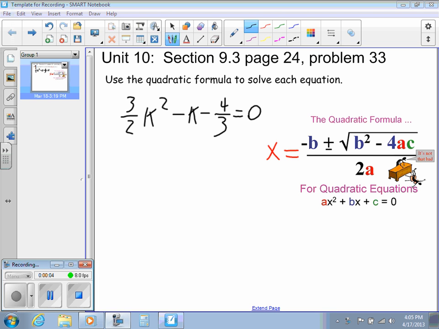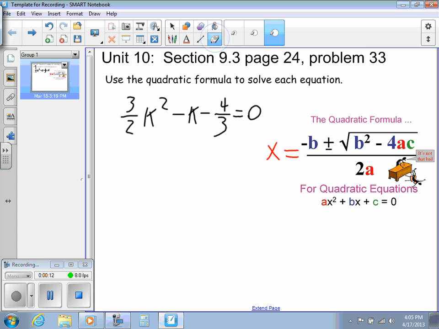Okay, first thing, my variable in the equation is not x, it's k. So I need to make one minor change here to my quadratic formula. I need to replace the x with k.